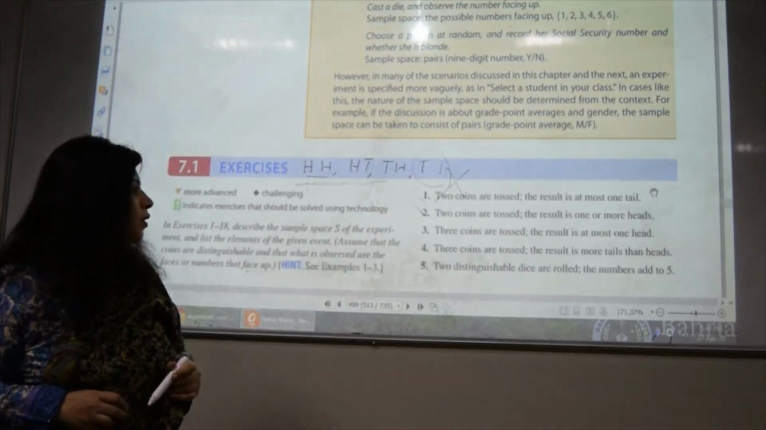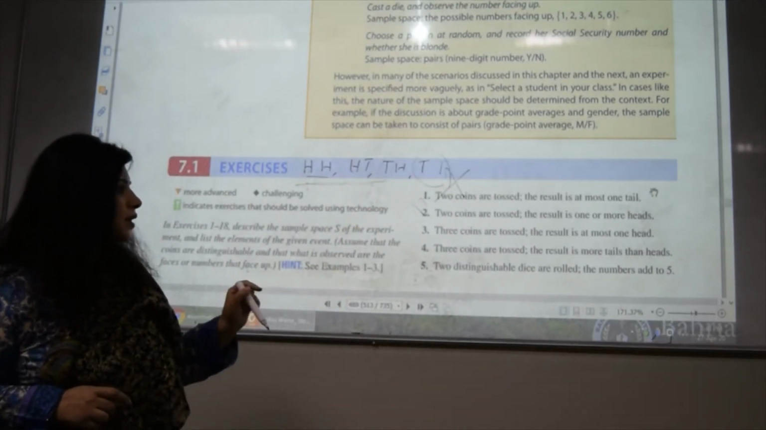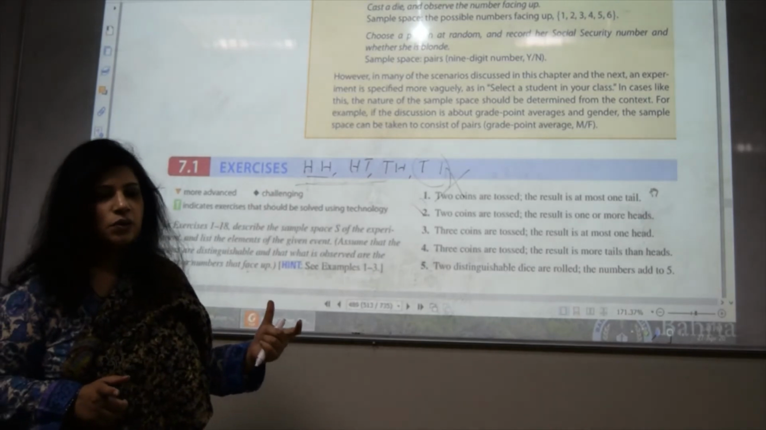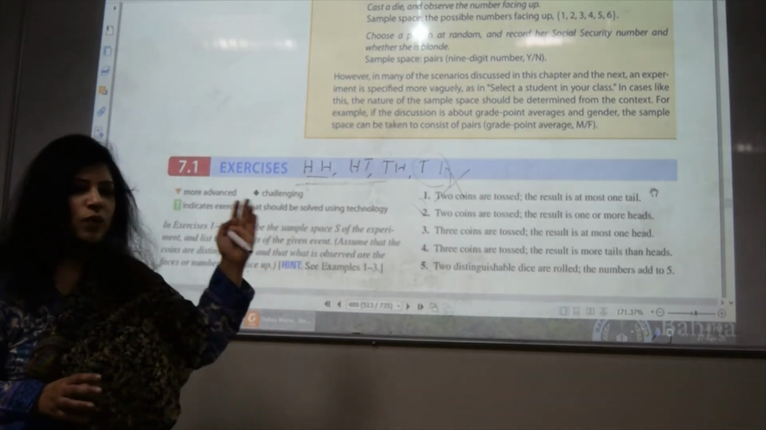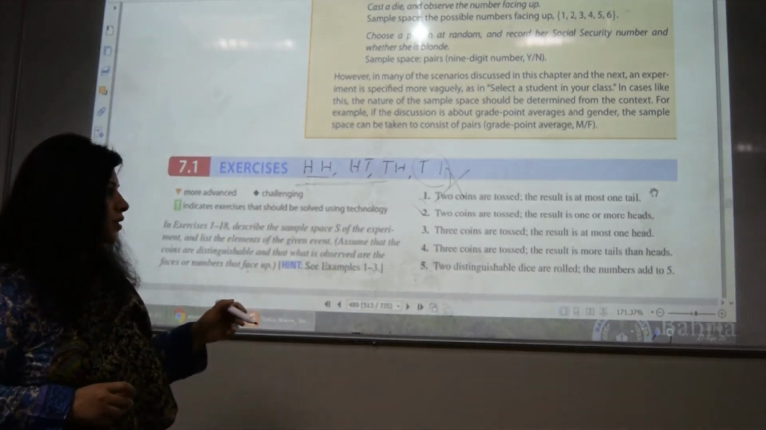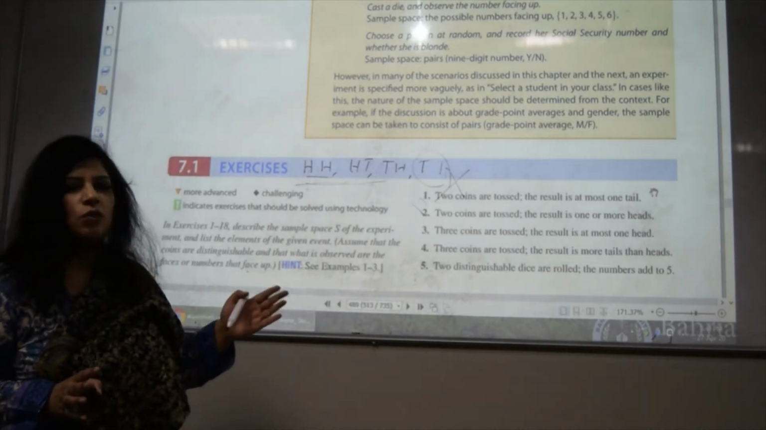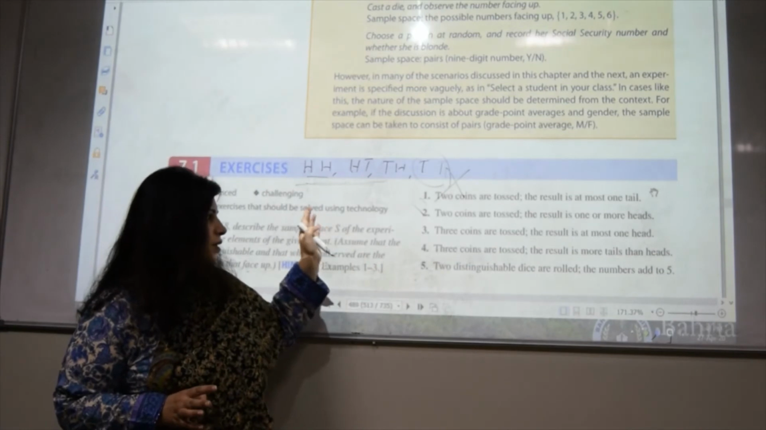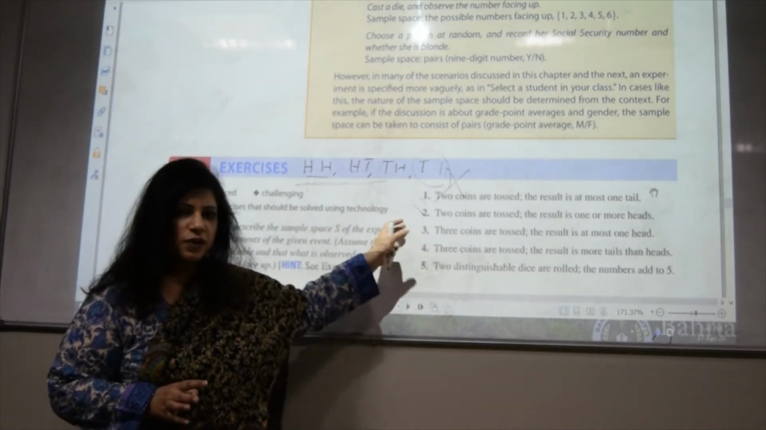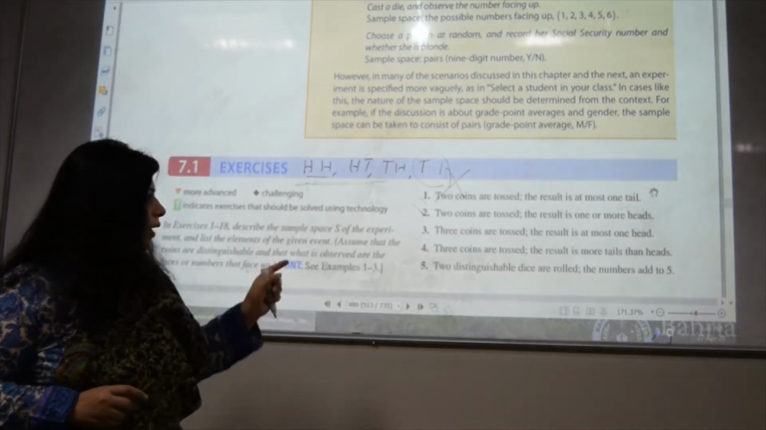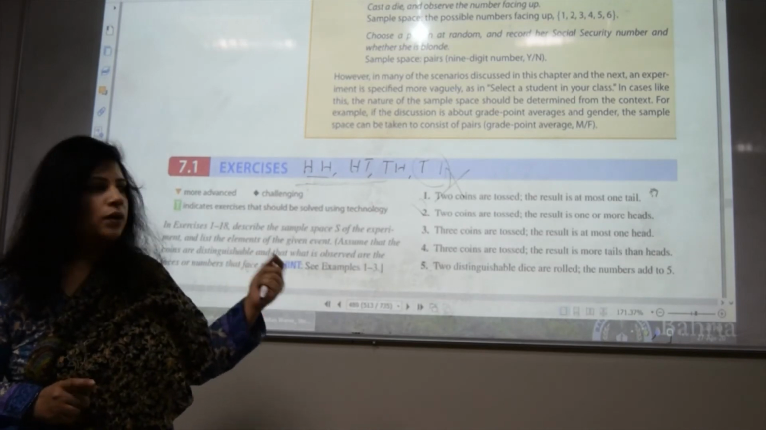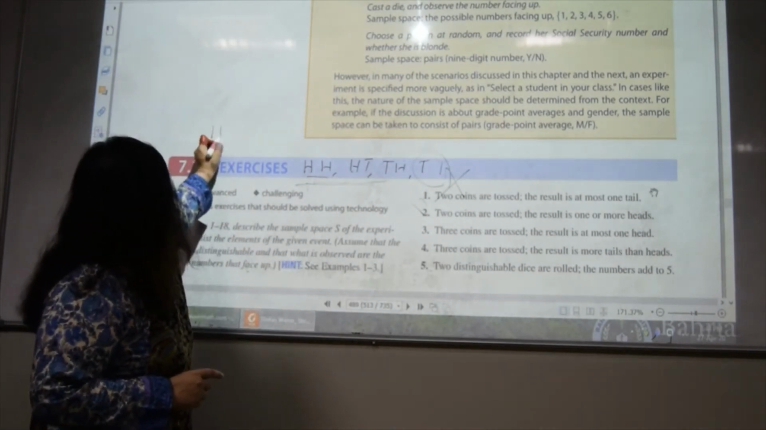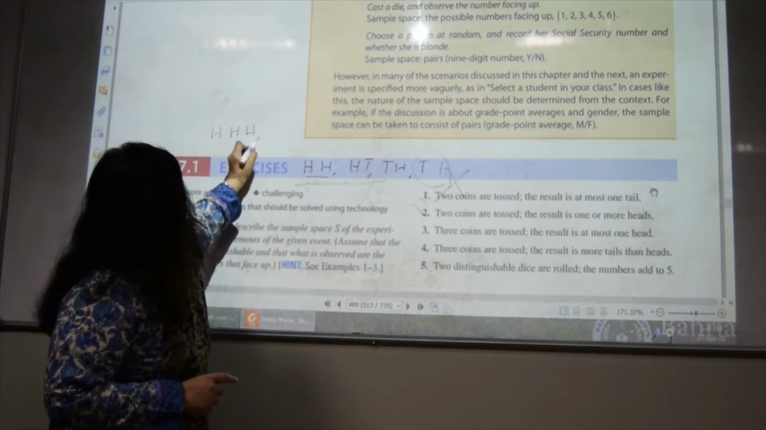Now third is 3 coins are tossed. The result is at most 1 head. So at most 1 head, I think I just gave you one of the examples in which I already did this. So there was at most, or I think I said 2 or more. So you can just have the same drawn as the number of heads with the 3. It's easier to draw, and then the result is 1 or more heads. So I can just simply tell you that it is head.